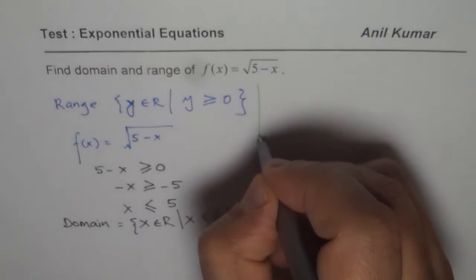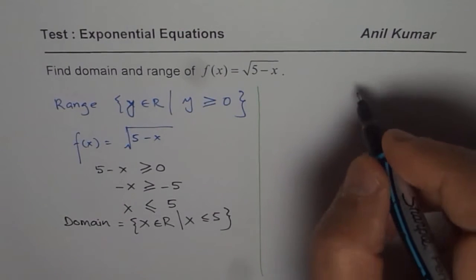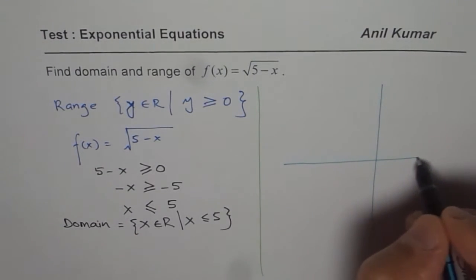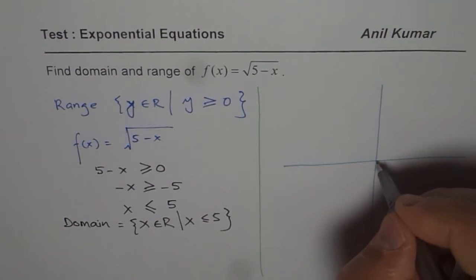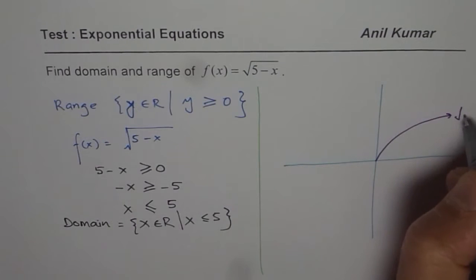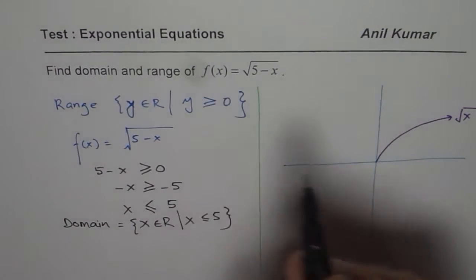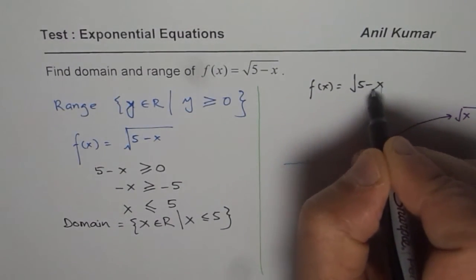Now at times you may be required to sketch the graph of the function, right? So I'm just extending this question. We have already answered it, but now as an added exercise, let us try to sketch this function and verify whether we have the right domain and range or not. Let me first sketch the parent function. The parent function is square root of x, which looks like this. Now we need to sketch f of x, which is, let me rewrite here, f of x equals square root of 5 minus x.